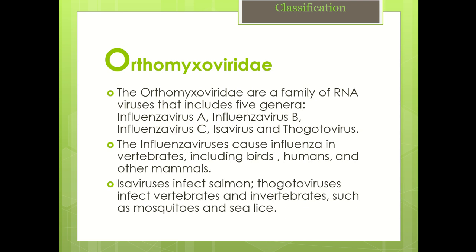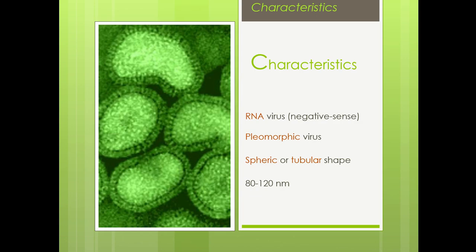Orthomyxoviridae comprises RNA viruses that include 5 genera: influenza virus type A, influenza virus type B, influenza virus type C, Isa virus and Togoto virus. Influenza virus causes influenza in vertebrates including birds, humans, and other mammals. Isa virus infects salmon fish. Togato virus infects vertebrates and invertebrates such as mosquitoes and sea lice.